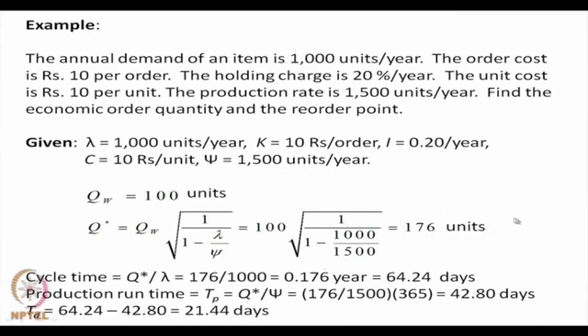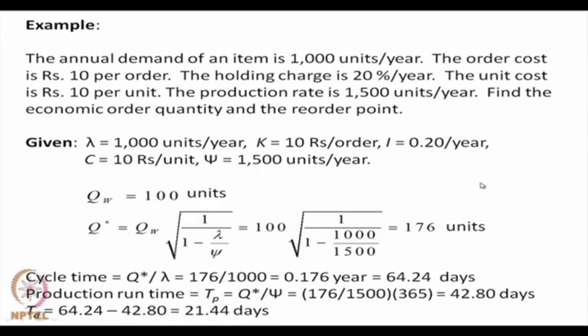That means, we should order for 1076 units, and from there we can determine the cycle time, which is the total quantity consumed in that time. Therefore, this divided by the demand rate comes to 64.24 days, and production run time we can find as 42.80 days. The remaining time, where there is no production and the demand is existing, and therefore the inventory level comes from the maximum value to zero level, is 21.44 days.